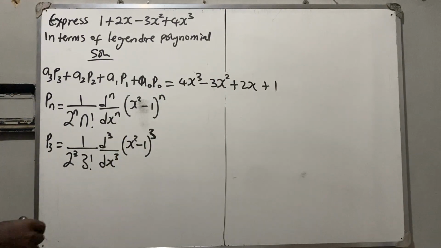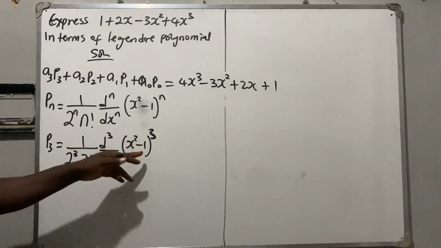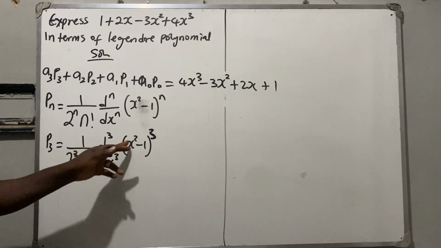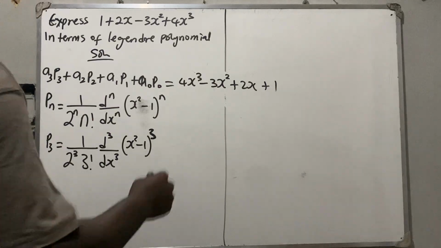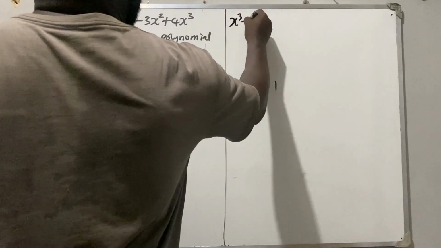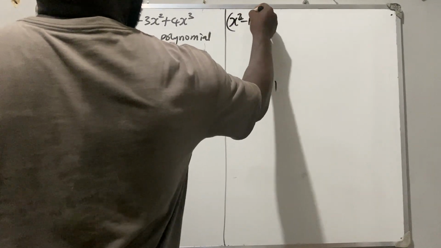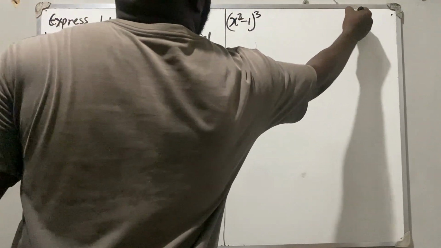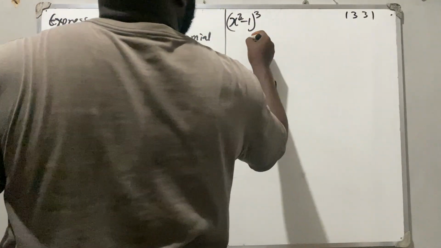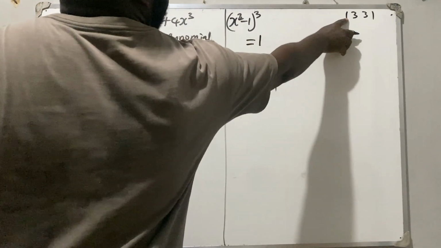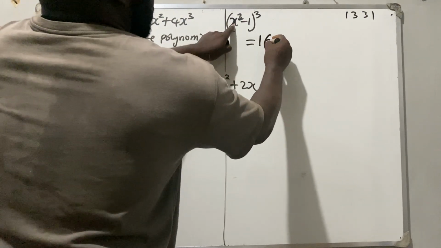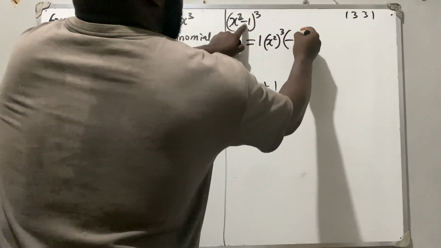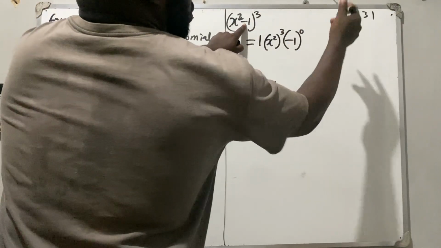Now, I advise students, do not differentiate this using chain rule. Rather, open this bracket. If you open this bracket, I have x raised to power 2 minus 1, all raised to power 3. Use Pascal. Pascal said 1, 3, 3, 1. So this should be equal to 1. We are picking the first one. So you now say this first one, which is x squared, will now be raised to power 3, while the second one, which is minus 1, will be raised to power 0. And then it continues like that.